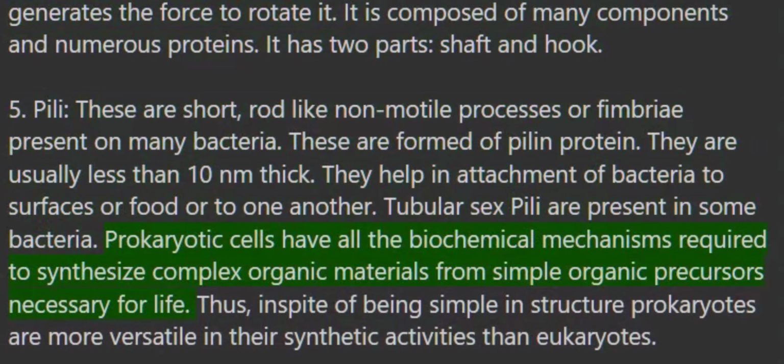Prokaryotic cells have all the biochemical mechanisms required to synthesize complex organic materials from simple organic precursors necessary for life. Thus, in spite of being simple in structure, prokaryotes are more versatile in their synthetic activities than eukaryotes.